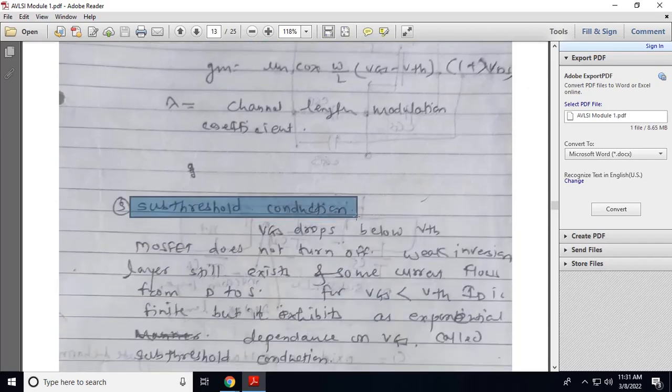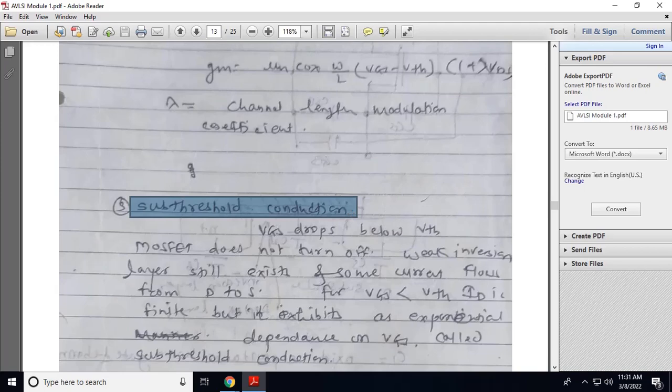Next second order effect is sub-threshold conduction. Basically, how a transistor works: when you apply a proper voltage on the gate, in case of NMOS, when you apply a positive voltage on the gate, a channel is created. When the positive voltage on the gate is equal to the threshold value VTH, the channel is created and electrons move from source to drain.